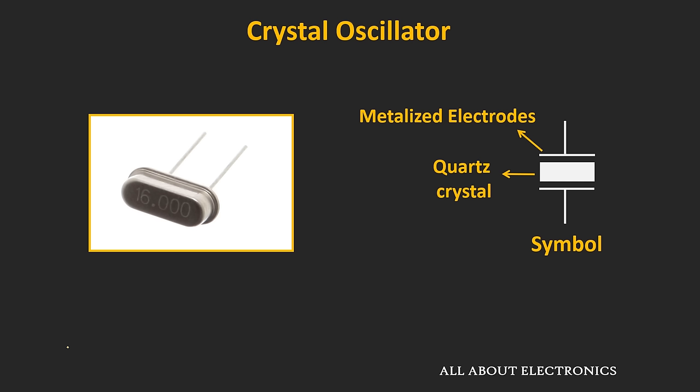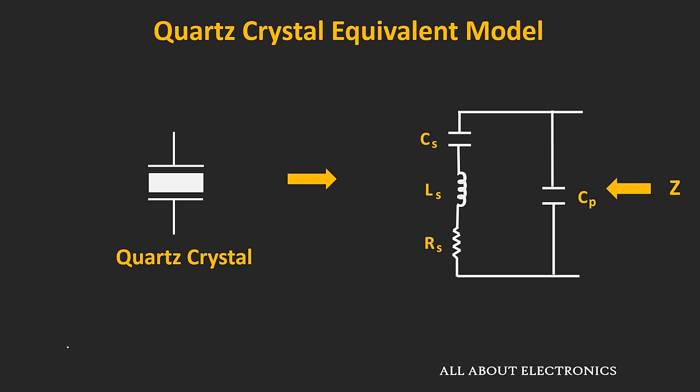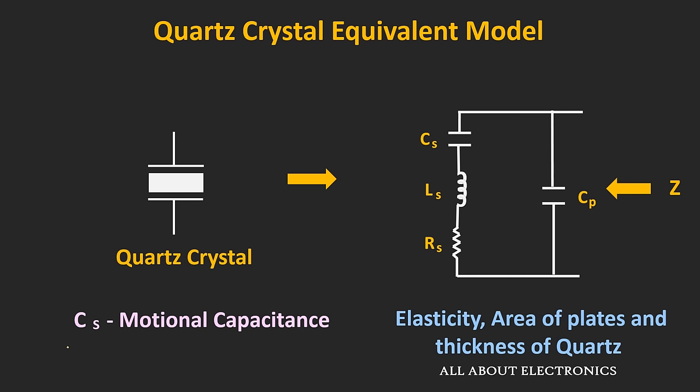Now you might have seen this quartz crystal, which is often used in electronic circuits. And here is the electronic symbol of this quartz crystal. In the center, there is a quartz crystal, and these two plates are the metallized electrodes which provide the electrical contact. If you see the electrical equivalent circuit of this crystal, then it is nothing but an RLC circuit. Here, CS is the motional capacitance. This capacitance depends upon the elasticity of the quartz material. Apart from that, it also depends upon the area of the plates as well as the thickness of the quartz material.